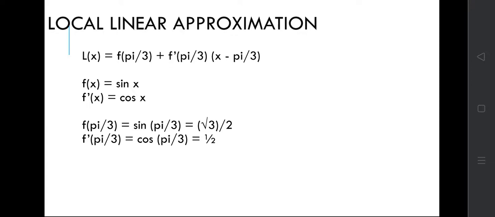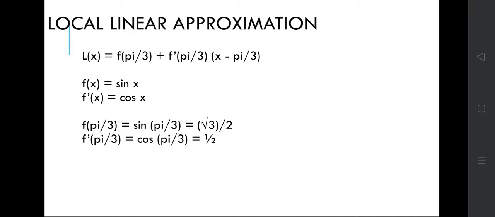So, L of x is equal to f of pi over 3 plus f prime of pi over 3 multiplied by the quantity x minus pi over 3. Pwede tayong i-substitute agad if alam na natin yung value ng a. Ang value ng a natin is pi over 3. Let's proceed to deriving sine of x. Ang derivative ng sine x is just cosine x. So, ang f prime of x natin ay cosine x.